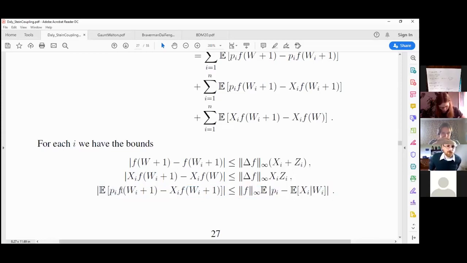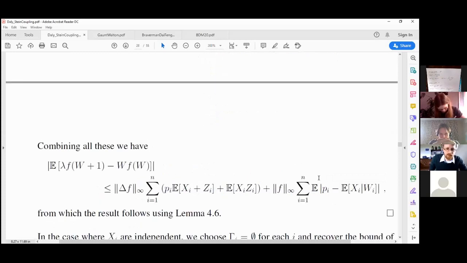How far apart can these things be? Well, if we condition on wi, I've got pi times an f minus an xi times the same f. I can pull out how big my f can be times the expected value of the difference between pi and xi. Let's say in the case where my x's are independent of everything outside the steps gamma, then that expectation is going to be pi anyway, so this is a term that will disappear. So now I just combine all those to get exactly the upper bound that we want.